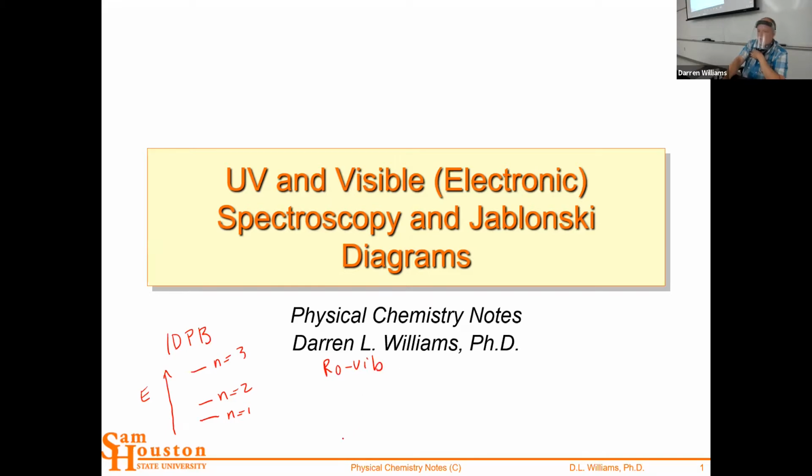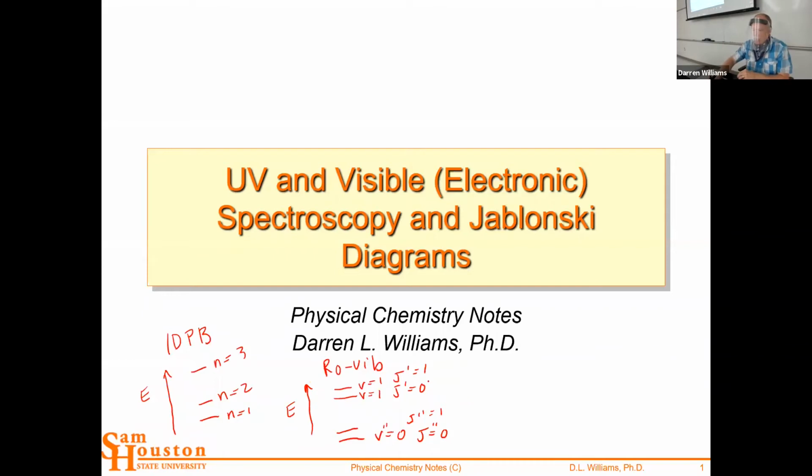And then we had the rovibrational diagram, where we had V double prime equals 0, J double prime equals 0, and J double prime equal to 1. I'm just going to show a couple of these. V prime equals 1, J prime equals 0, V prime equals 1, J prime equals 1. So that's the rovibrational energy level diagram. So we've covered both of these. We've done spectroscopy on both of these.